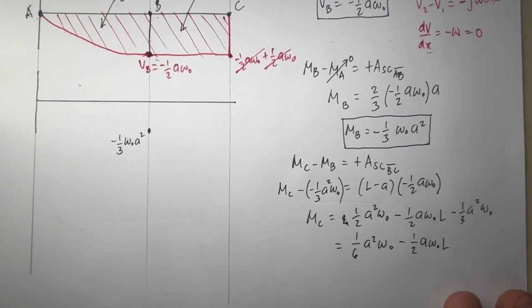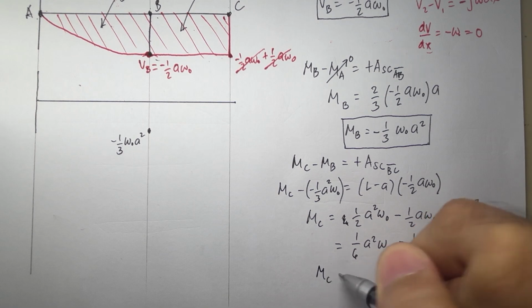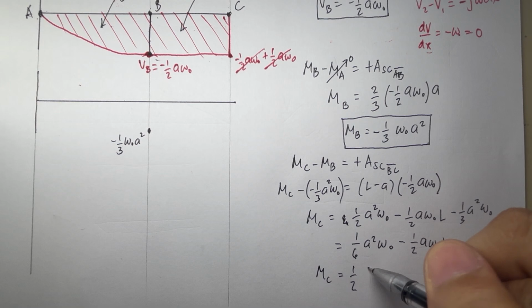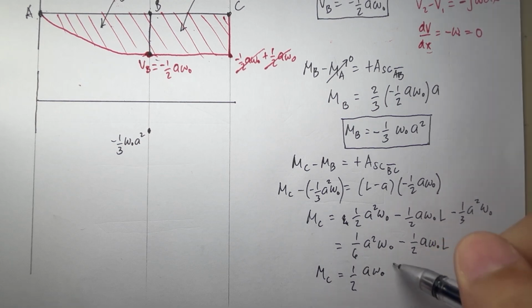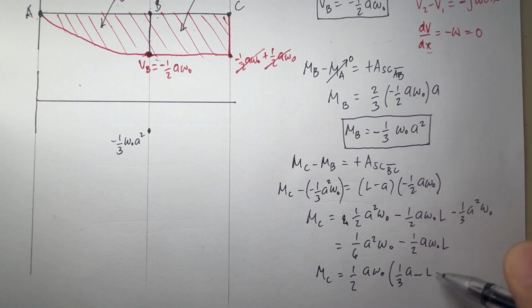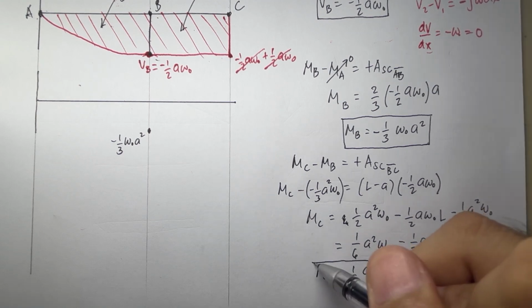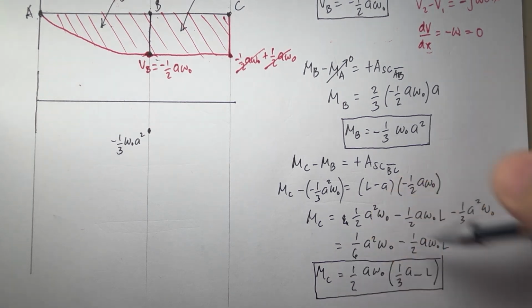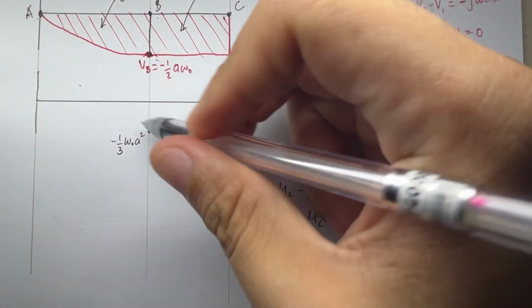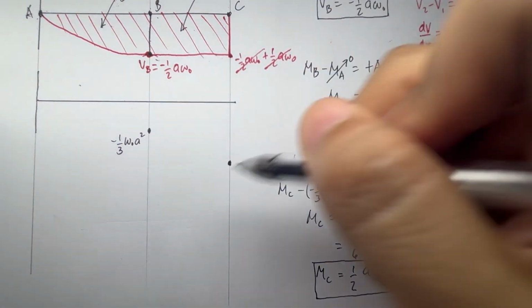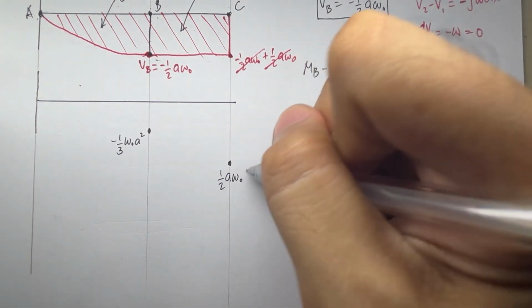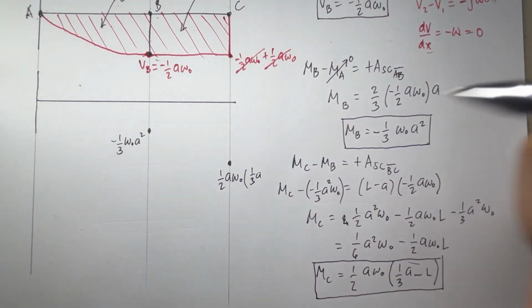If we further simplify MC, we have MC equal to, factor out 1/2, factor out A, factor out omega naught. What we're left with here is 1/3 A minus L. So we have here our MC. This portion here is located lower than this point here. The value of this point here is just this one here: 1/2 A omega naught times 1/3 A minus L.